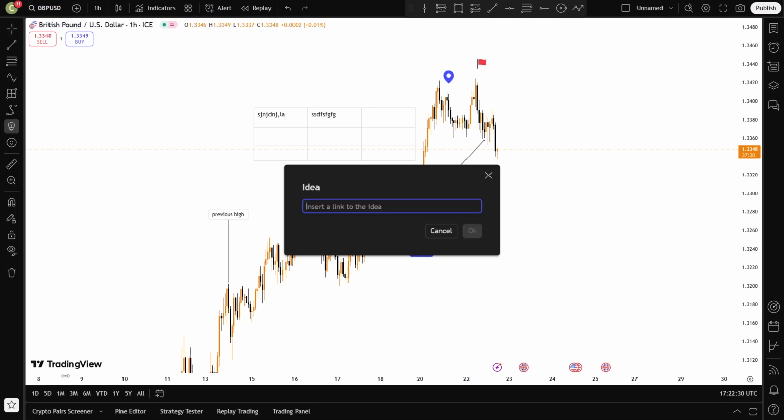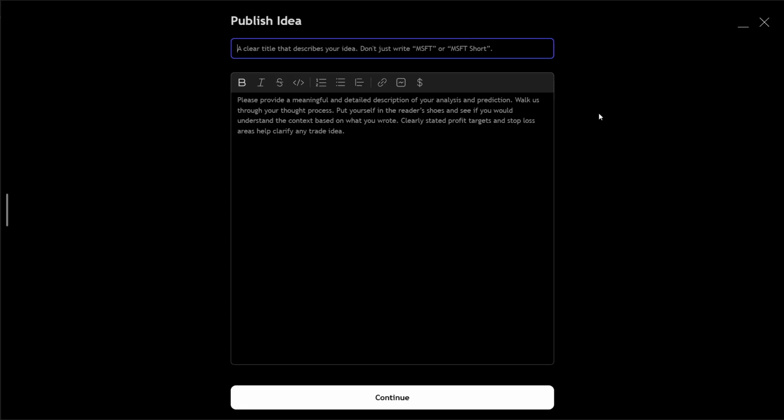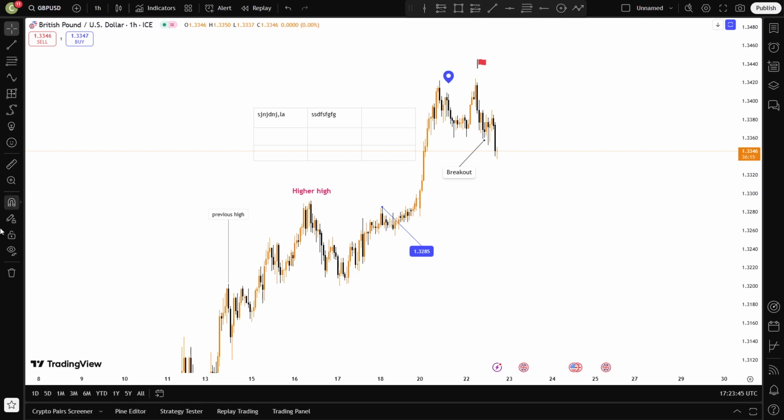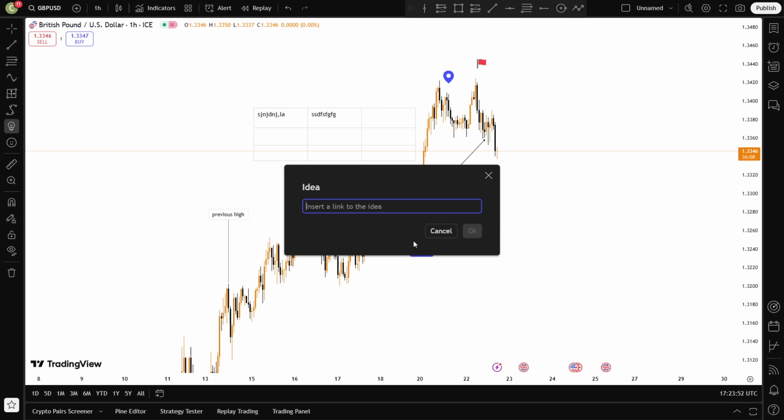is the idea. So the idea allows you to insert an idea that you've created or published through TradingView. So for example, when you hit publish right now, you can click on publish an idea. You will just have to insert your title and also provide a context for the idea you're publishing, and then after that you can click on continue, and then you'll be given a link where you can share, or you can just copy that link. So when you copy that link, anyone on TradingView can go to the annotations, and under the annotations click on idea and insert your link, and that will paste the idea as a snapshot onto the screen.